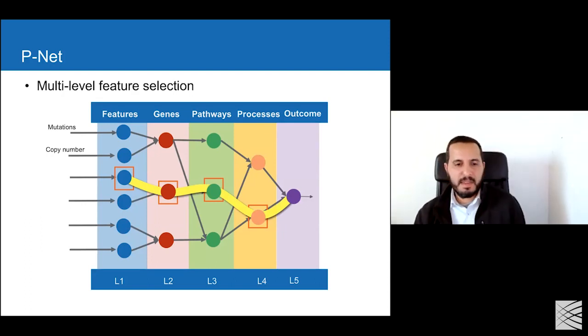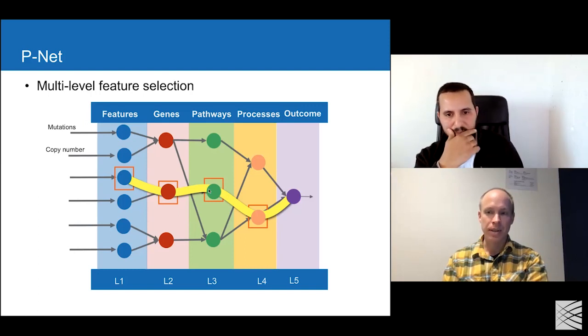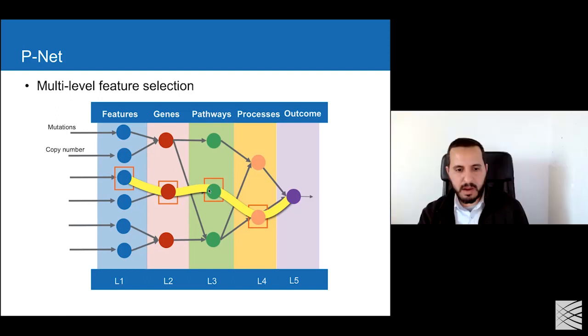So is it correct that you're using these pathway and process definitions to predefine the allowed connectivity within the network? Yes, exactly. Okay. Yeah, exactly. This is what we are doing. So we are adding constraints on the architecture itself based on the pathways, genes, and processes involved in the model that we are interested in.